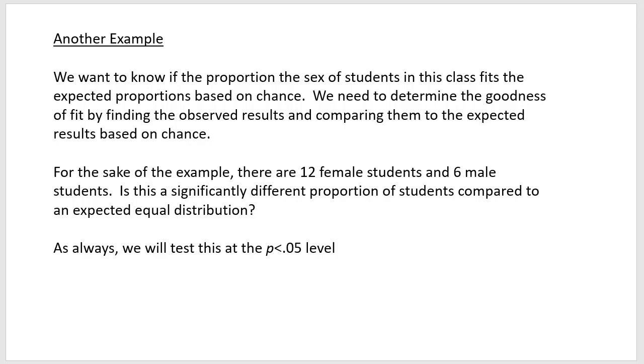So we are using an example again about sex, but it tends to be something that's fairly concrete for us to be able to put some numbers to. So what we want to do is we need to determine the goodness of fit by finding the observed results and comparing them to the expected results, which are going to be based on chance. For the sake of the example, there are 12 female students and 6 male students. Is this a significantly different proportion of students compared to an expected equal distribution? And as always, we're going to test this at the p is less than 0.05 level.